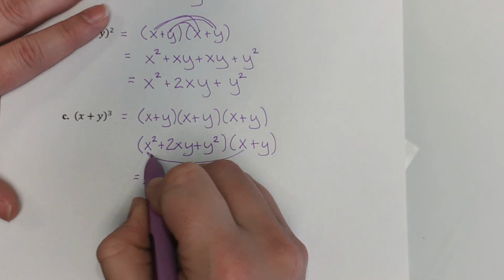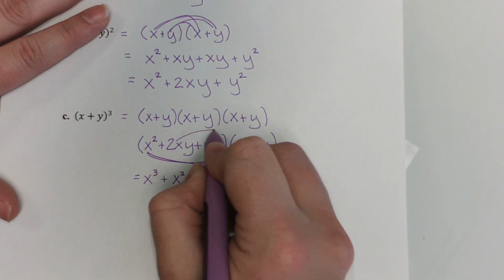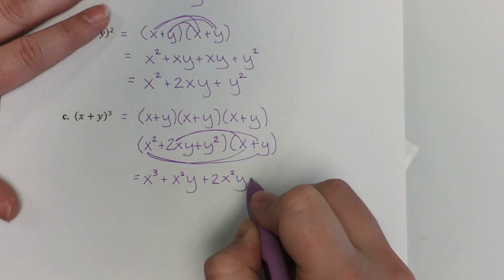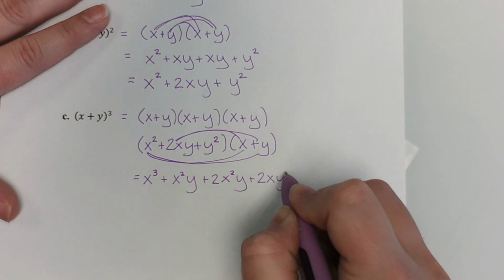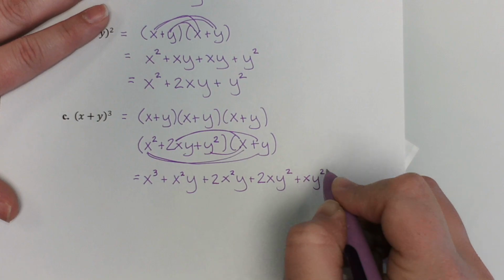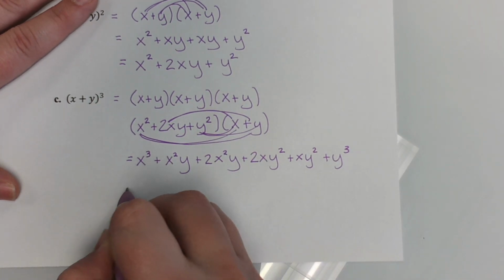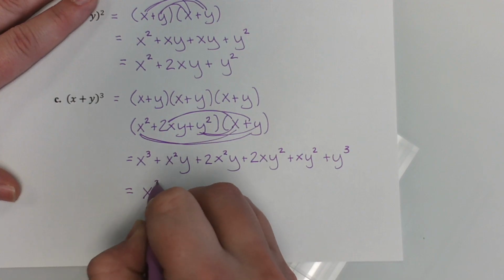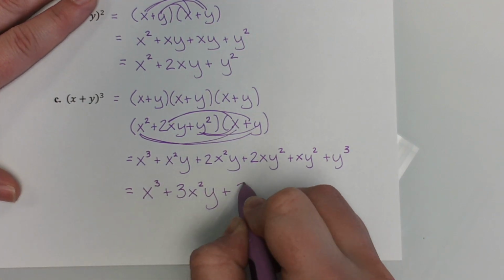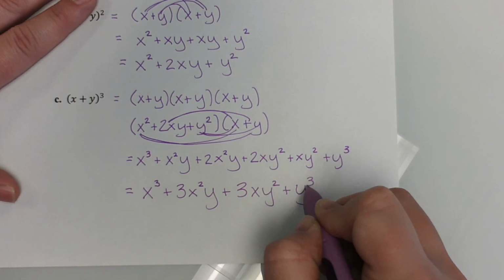X cubed plus x squared y plus 2x squared y plus 2xy squared plus xy squared plus y cubed. After combining like terms, it'll look like x cubed plus 3x squared y plus 3xy squared plus y cubed.